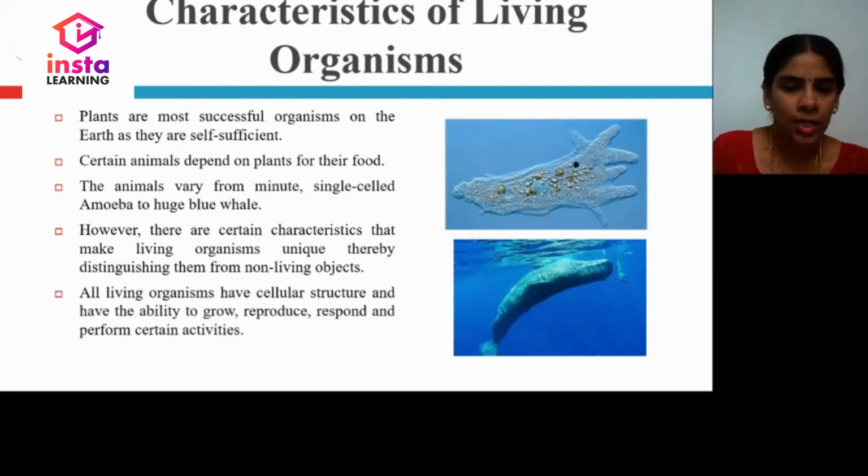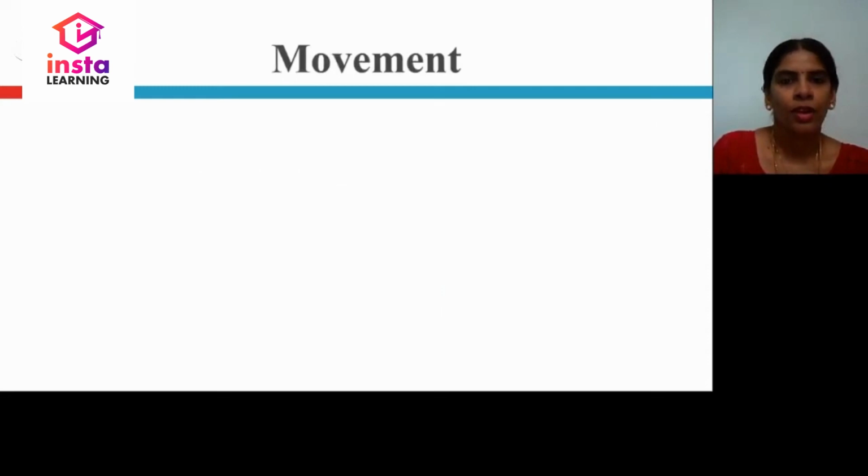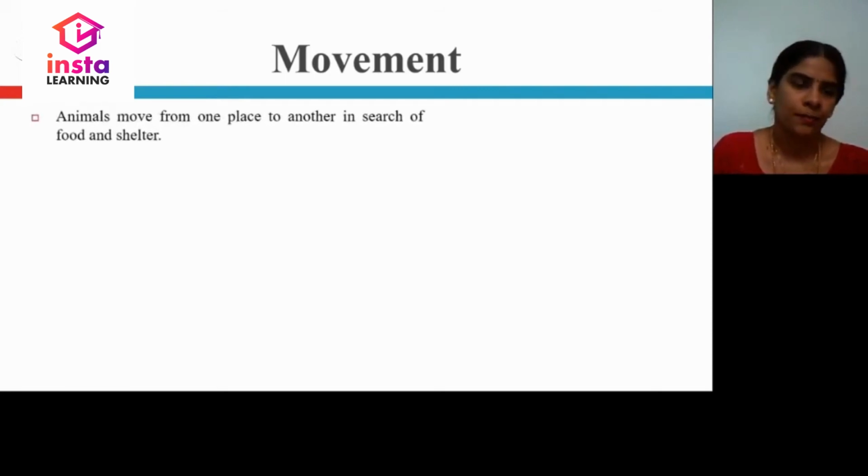All living organisms have cellular structure and have the ability to grow, reproduce, respond, and perform certain activities which non-living objects cannot do. Movement, that is the first. Let us discuss the first characteristic, movement.